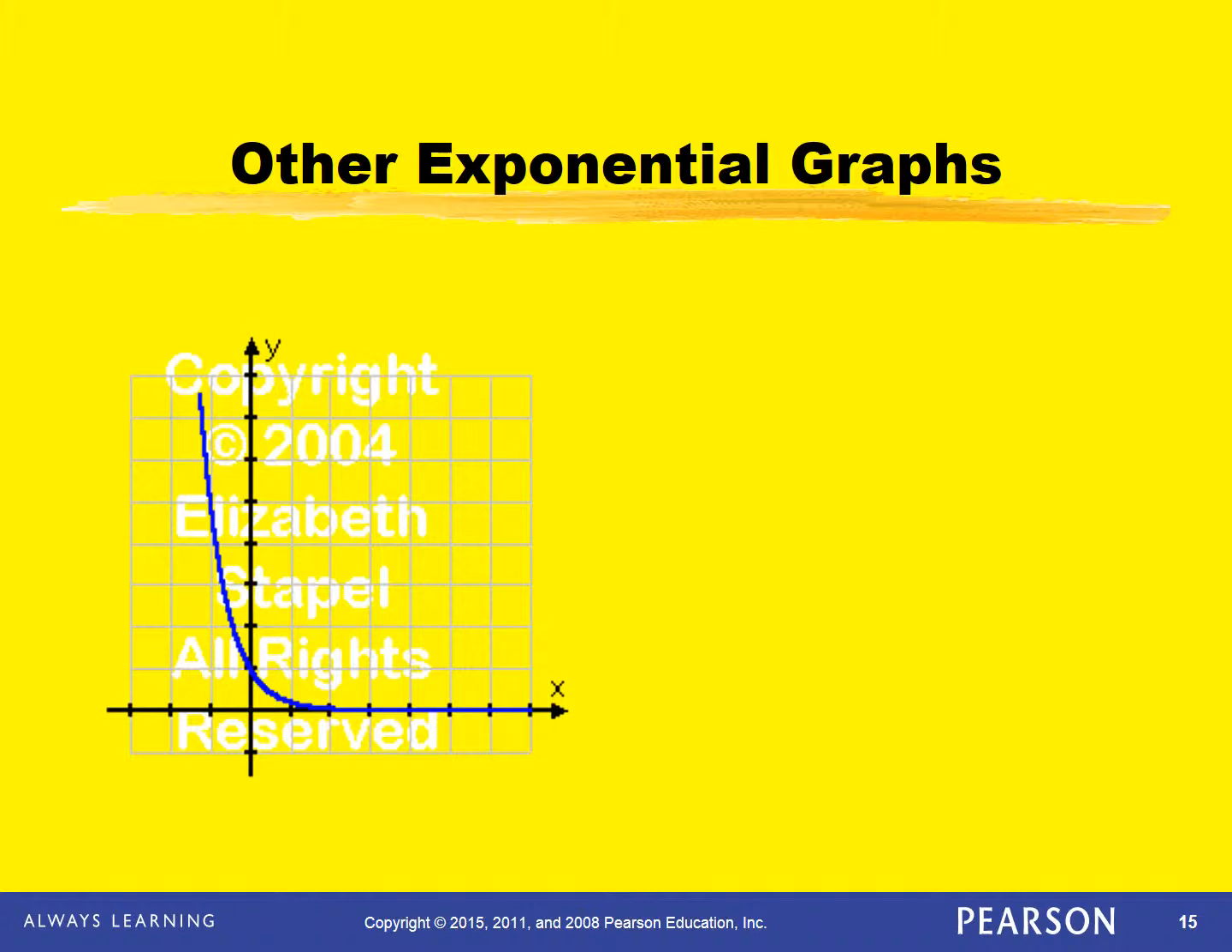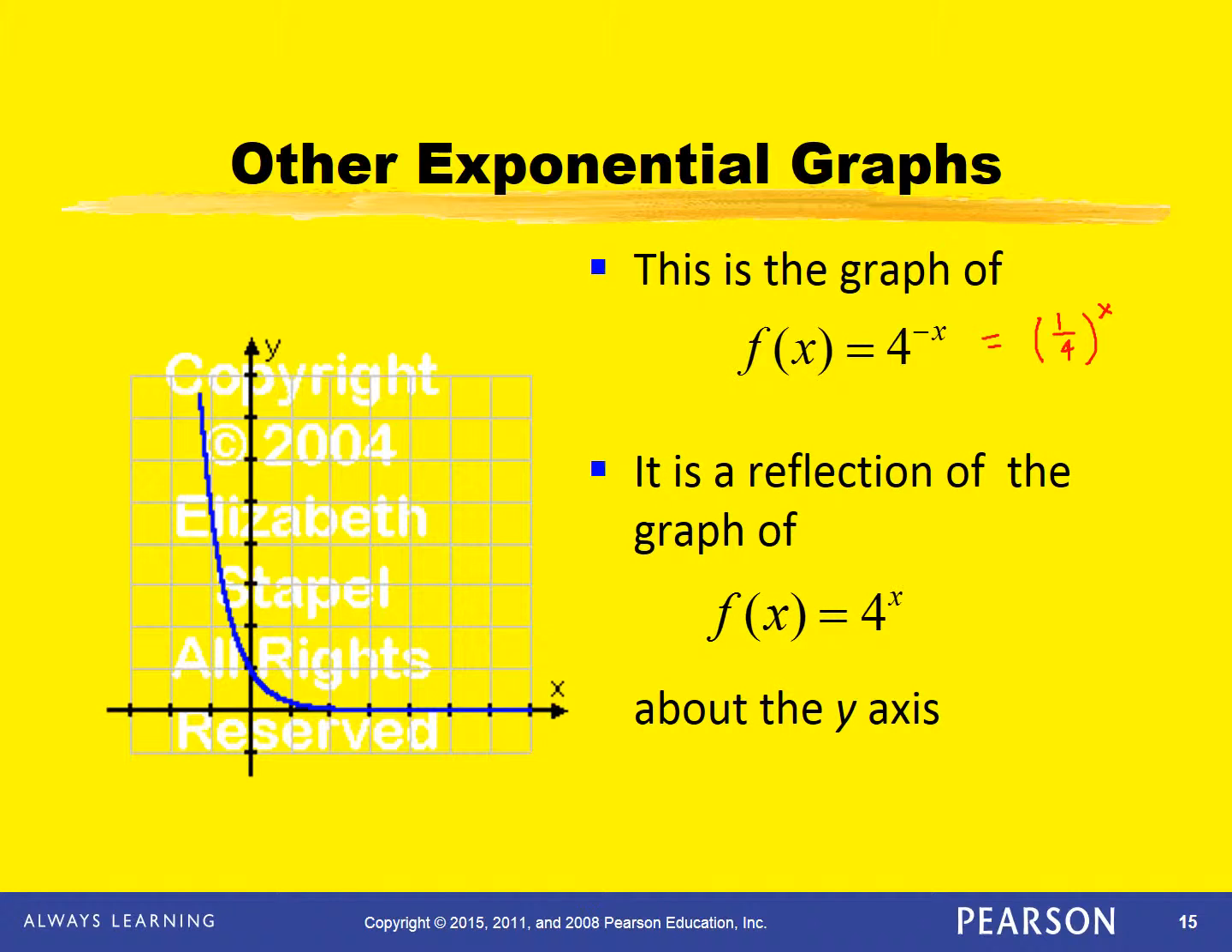Here's a member of the other family of graphs of exponential functions, a decreasing one. This is 4 to the -x, which is the xth power of 1/4. It's a reflection of the graph of f of x equals 4 to the x about the y-axis. Remember how when you replace x with negative x, you reflect the graph through the y-axis.